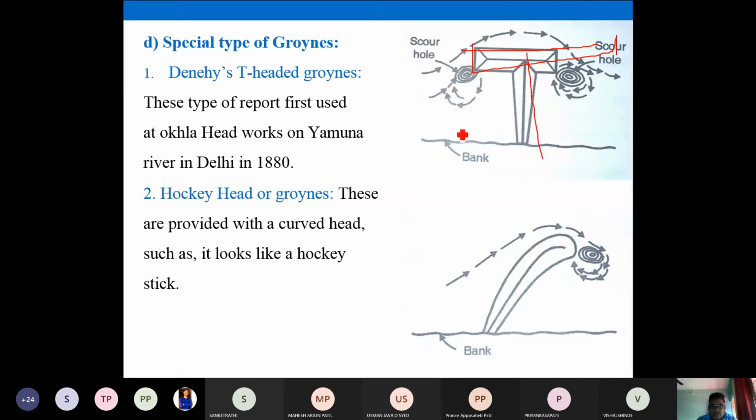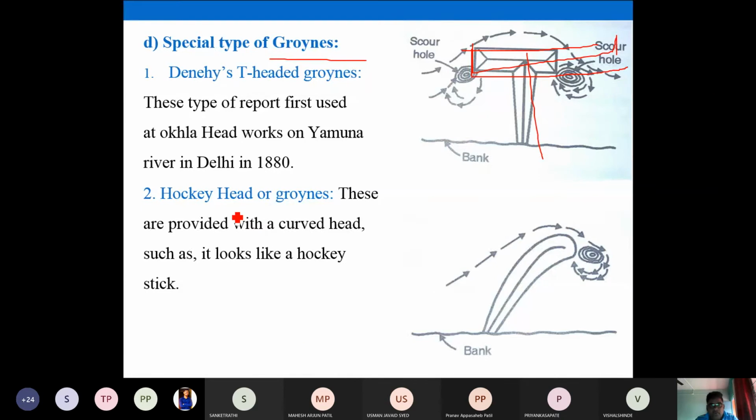Then similarly, one of our professors, who is my guru, has invented a groin. The professor is from the Walchand College of Engineering, Dr. Ranade sir, who is now a retired professor, and he has invented a groin. So that's why it is called Dr. Ranade sir's groin. It is similar to the T-headed type of groins.